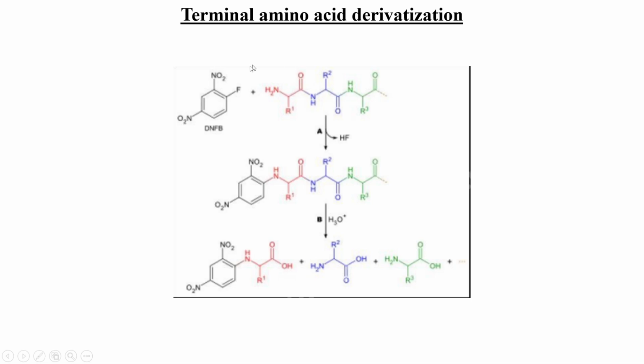Okay. So what it does, basically, when we have a peptide, DNFB can react with the terminal free amino group of the peptide. Okay, so each peptide will have an N terminal and a C terminal, right? So you know how an amino acid is, right? You have a carbon to which an amino group is attached, a carboxylic group is attached, one hydrogen is attached, and one side chain is there.